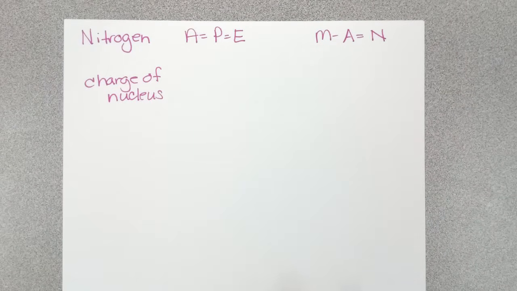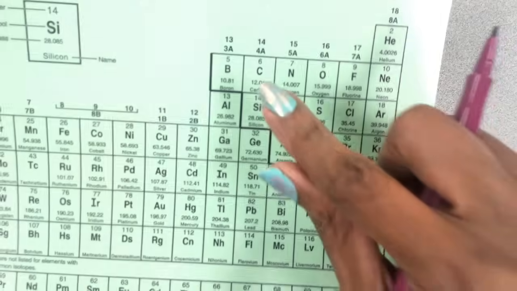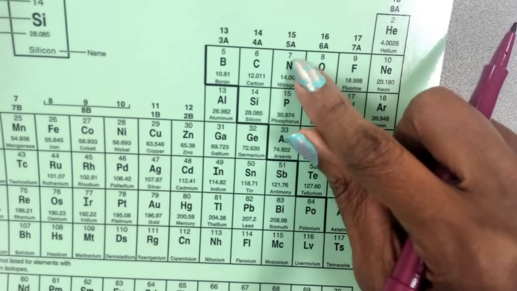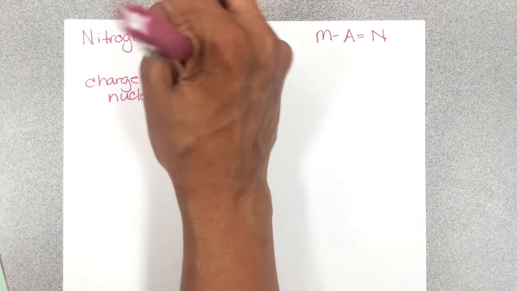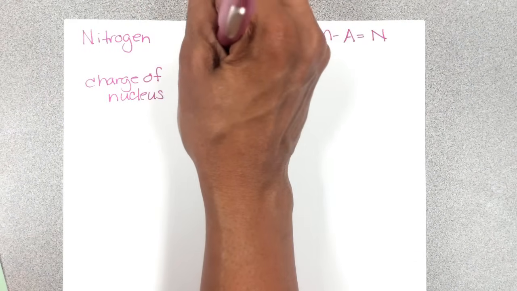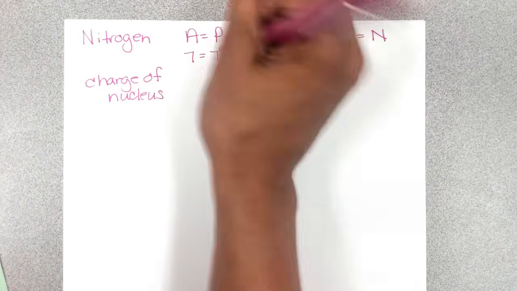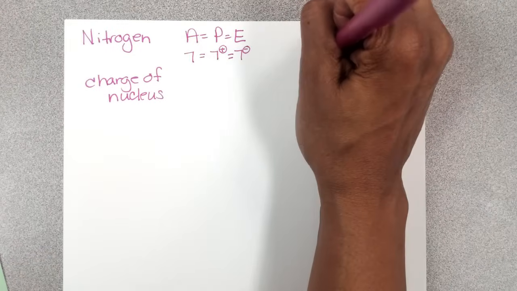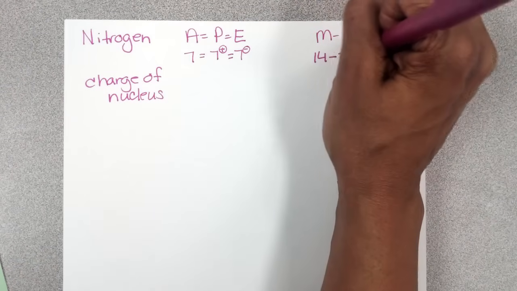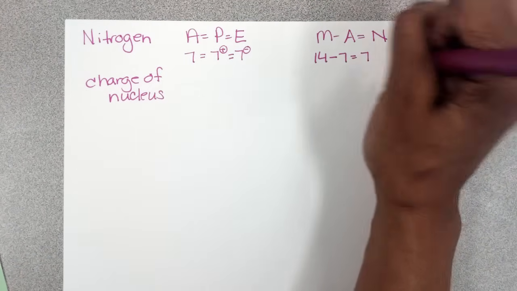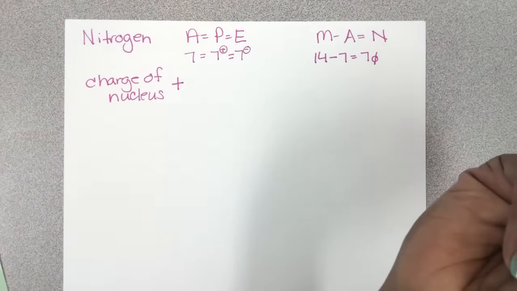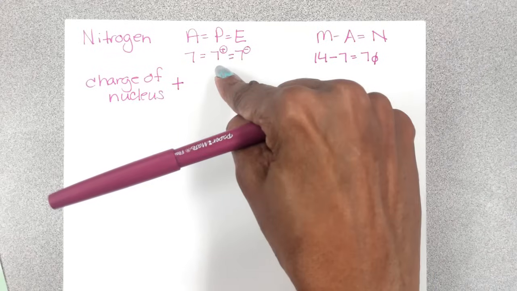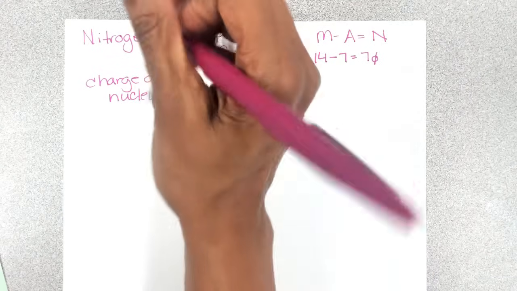All right, so let's look at nitrogen. It has atomic number of 7, and it has a mass of 14.0, so we're just going to keep it at 14. So if my atomic number is 7, I have 7 protons and 7 electrons. My mass we said is 14, minus my atomic number gives me 7 neutrons. My nucleus is always positive, and that positive number is the number of protons, which is 7.